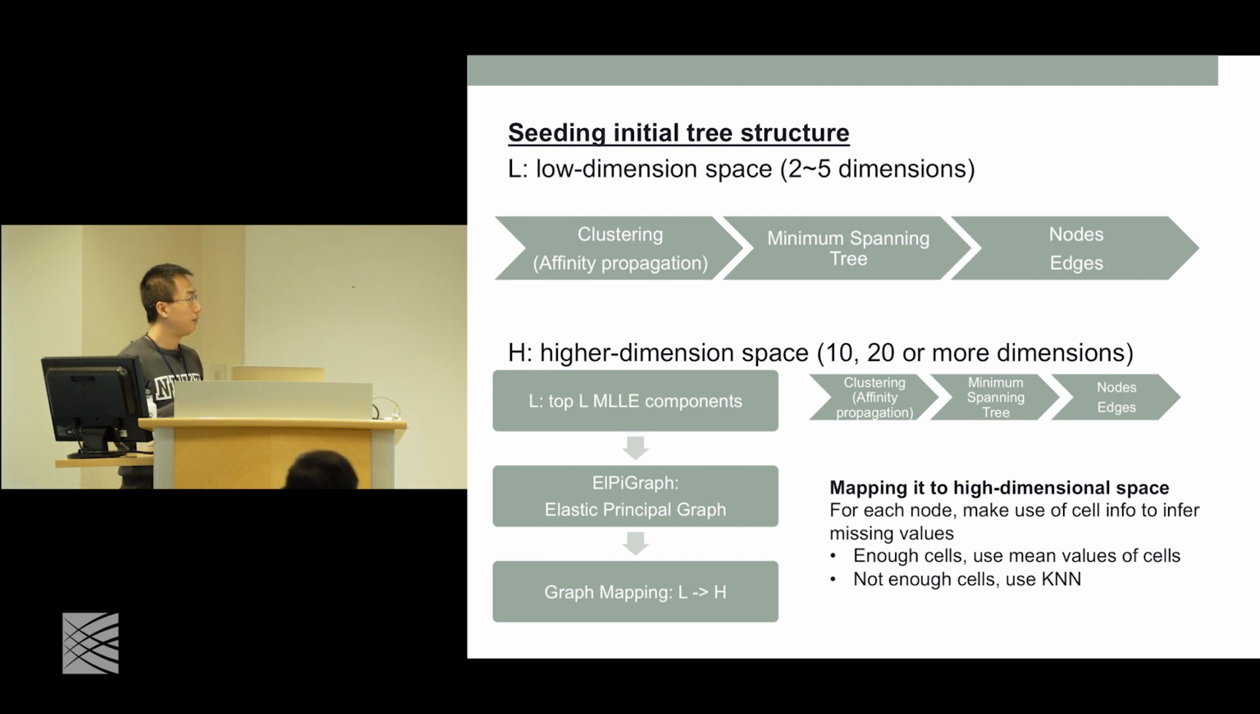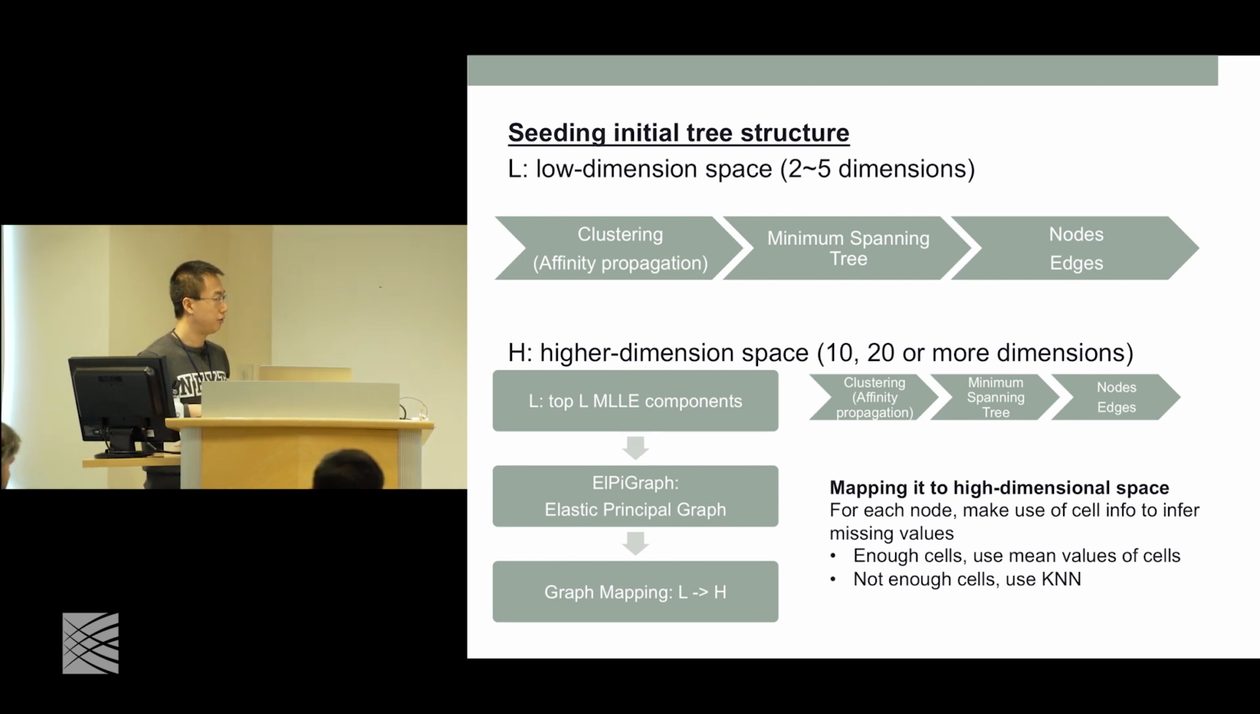So here we are using a different seeding strategy for the high dimensional space learning. Let's say after dimension reduction, we have H components. First of all, we only pick the top L components, and then we follow the same structure as we did in the low dimensional space. Afterwards, we run the first round of ElPiGraph, so we get a polished principal graph in the low dimensional space, and then we need to map the principal graph to the higher dimensional space.